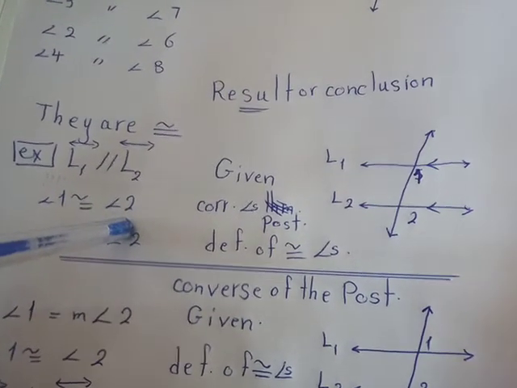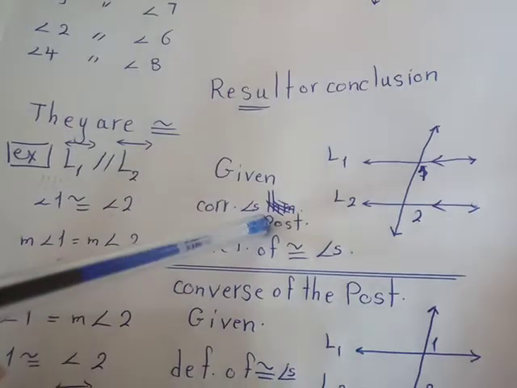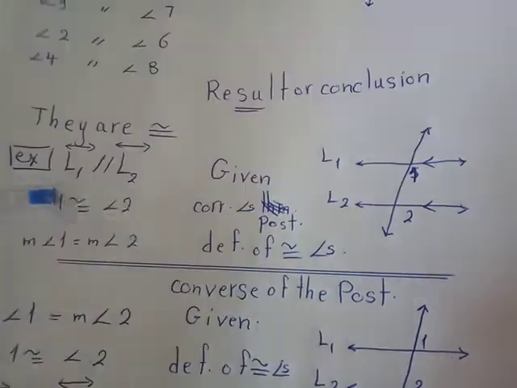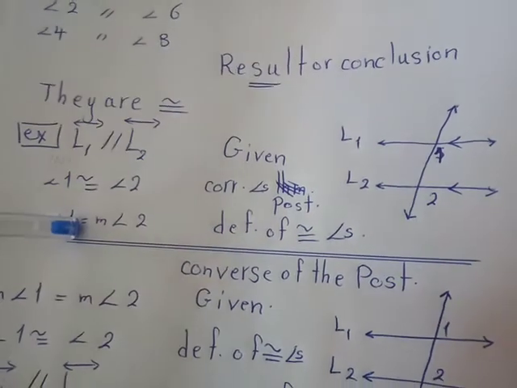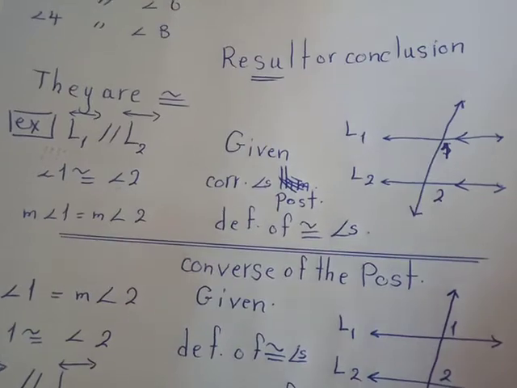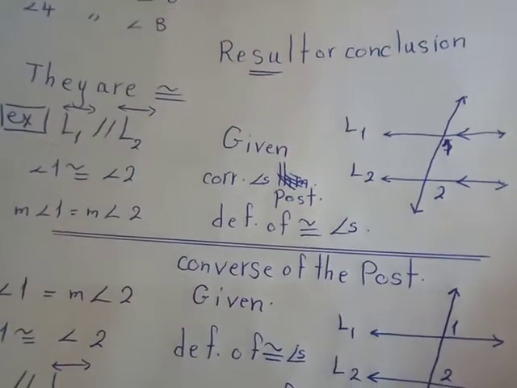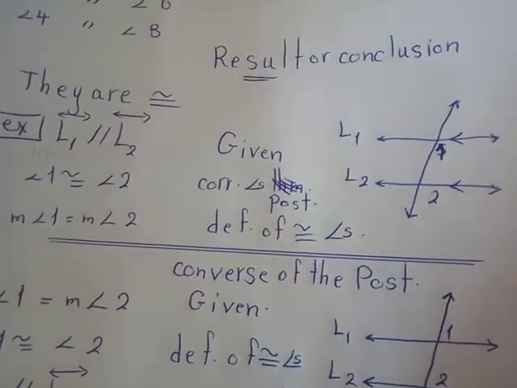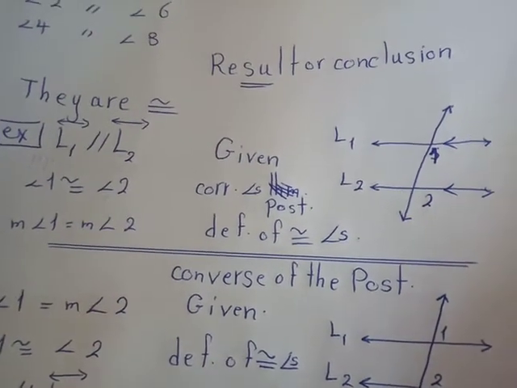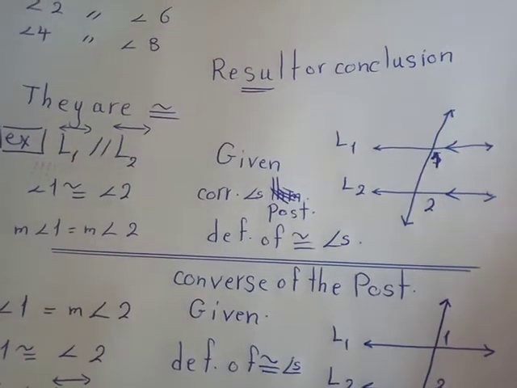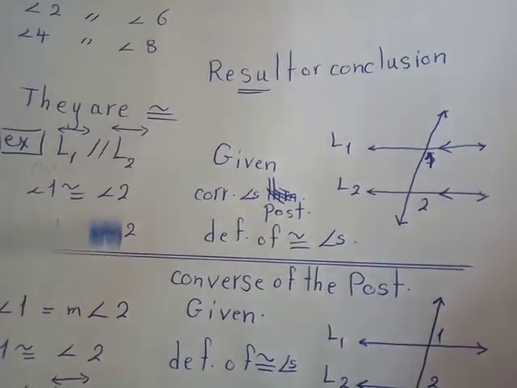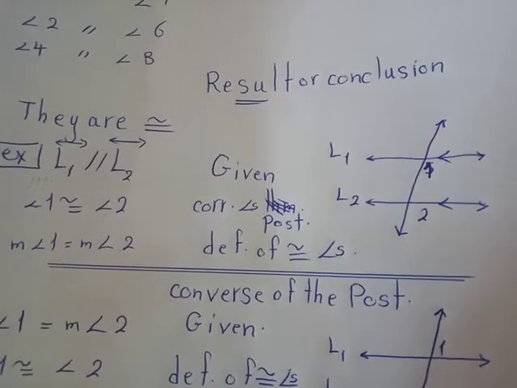From where? From the corresponding angles postulate. What is the result of the corresponding angles postulate? They are congruent, equal in measurement, because of the definition of congruent angles. Understood? So to say two angles are congruent by the corresponding angles postulate, you must have the relation of the angles and two parallel lines. Understood?